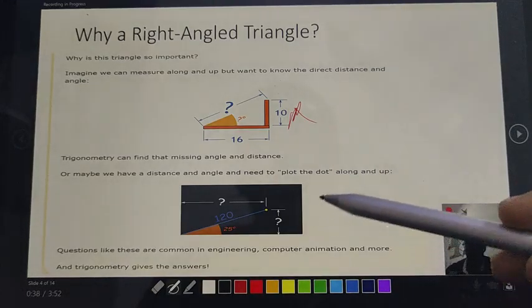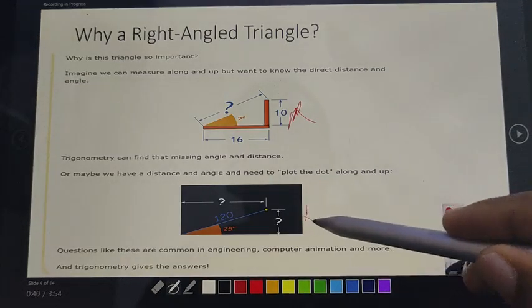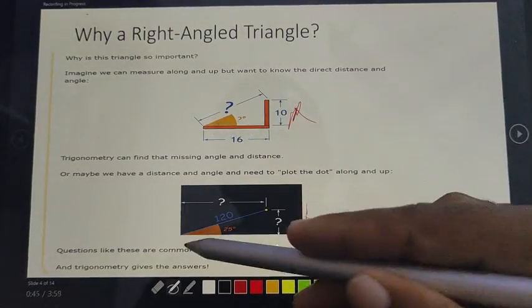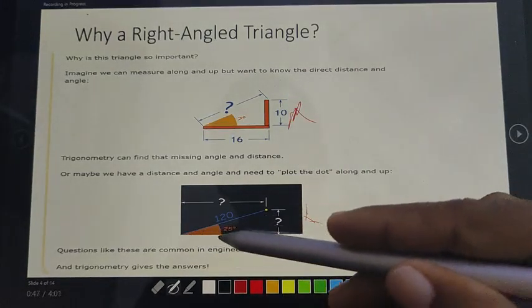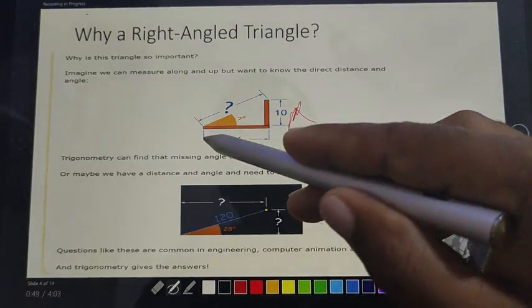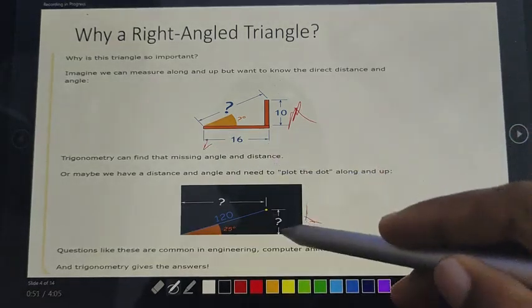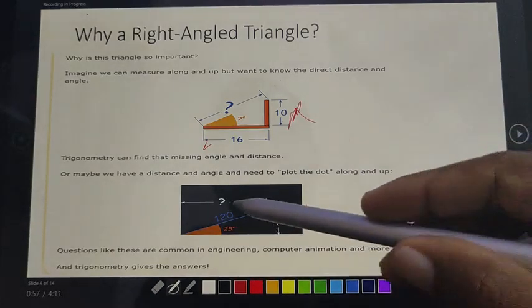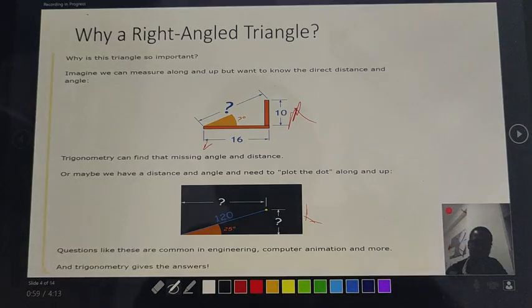Or maybe we might have this scenario, where you know that side, you know this side, you know this angle, but you don't know the distance from there up to there, and you also don't know from there up to there. So using a right-angled triangle, you can easily find those distances. So that's why the right-angled triangle is one of the important elements in trigonometry.